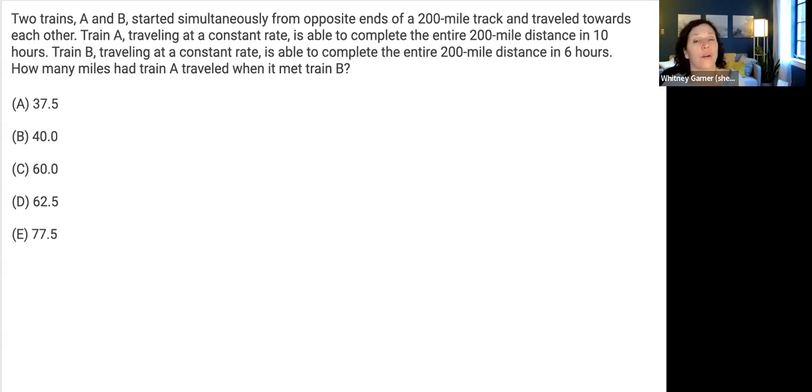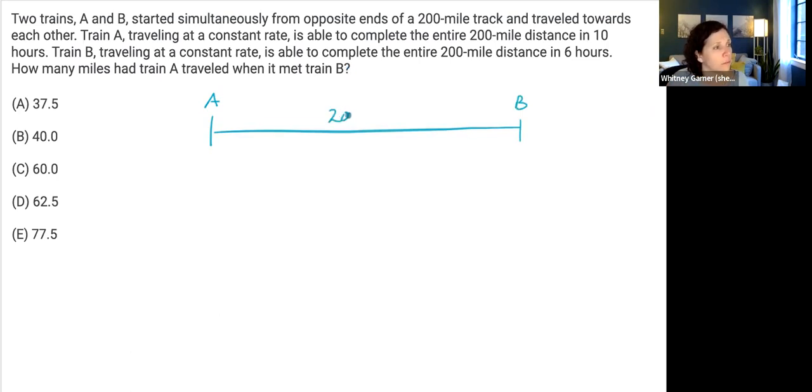And honestly, even if there weren't, it is almost always easier to just move these agents in space. So I always sketch a picture and then write out a table to track how far my little trains or my cars or my bikes or whatever are moving. So let's start with the picture. We've got trains A and B, and they are at opposite ends of a 200-mile track.